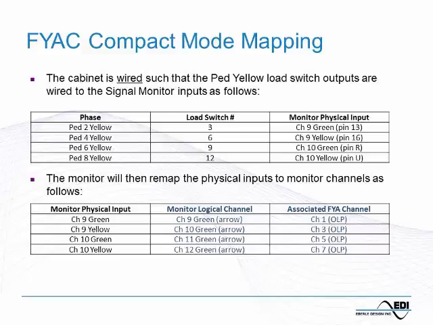What you'll typically find in the output assembly when you pull the back panel down is some white Molex connectors. There's likely going to be 3 of them. This may be cabinet manufacturer dependent, but one of them goes to the monitor, one of them comes from the PED yellow load switches, and the third one would come up from the aux file. So you have to plug in the Molex connectors appropriately if you're going to use the aux file in the standard mode, or in this case you're going to use the PED yellows for the compact mode.